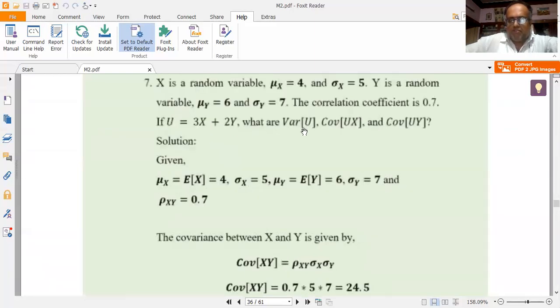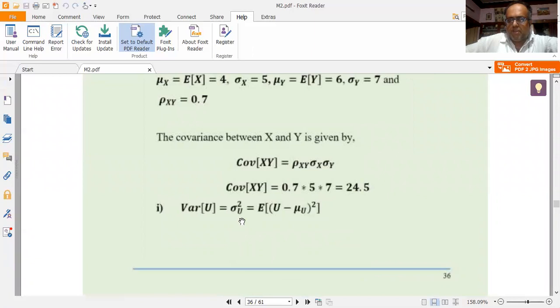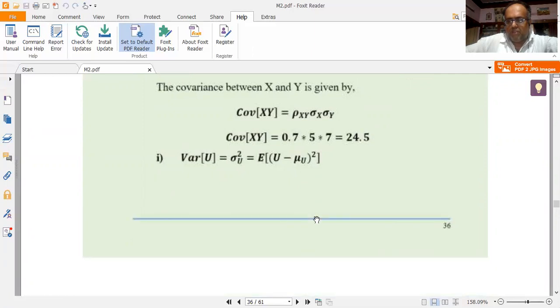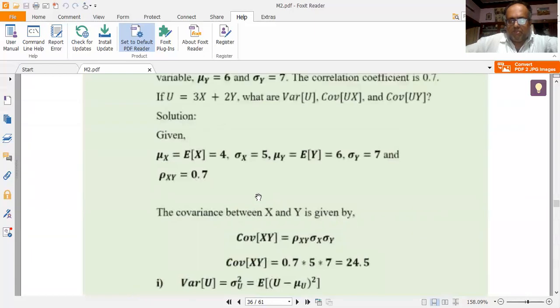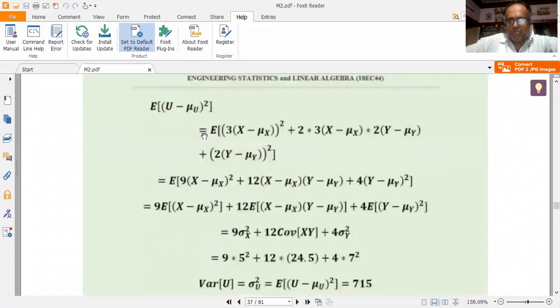Next, find the variance of U. Variance of U is given by sigma U squared or var U. This is equal to expected value of U minus mu U the whole square, E of U minus mu U the whole square. So U is equal to 3x plus 2y. So this gives me, substitute and simplify.